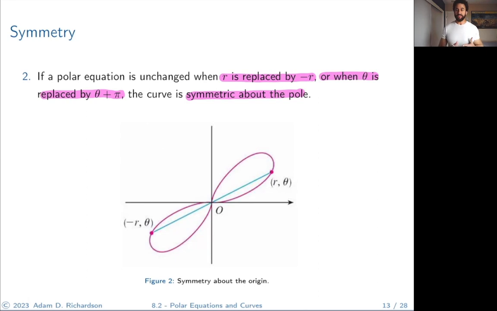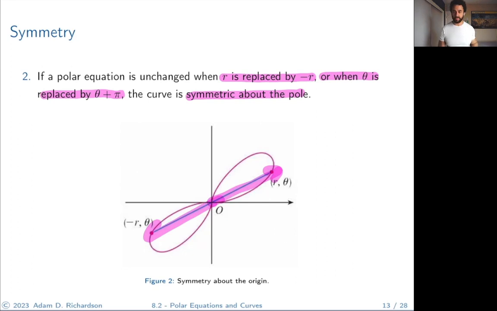And so what that means is that if you change the sign of the radius, it does not change the result. It remains unchanged when r is replaced by negative r. And that's what we get right here. So here's an example. Yes, exactly. So you've got symmetry through the origin, just like this.